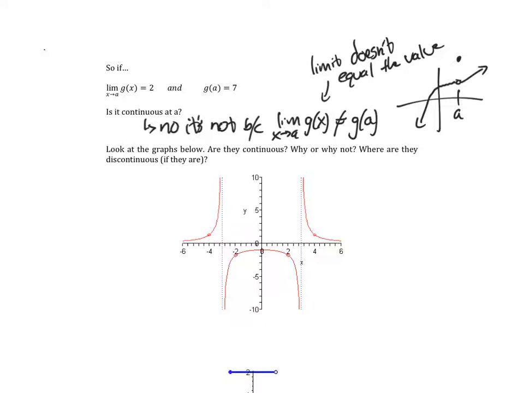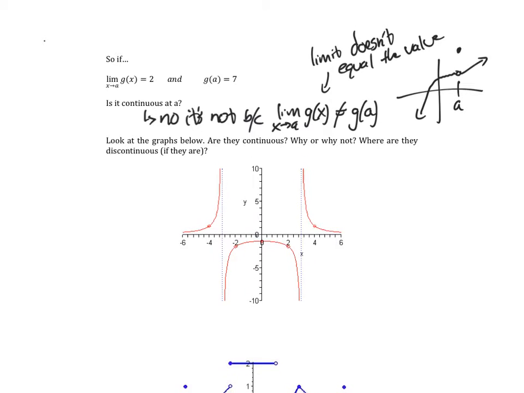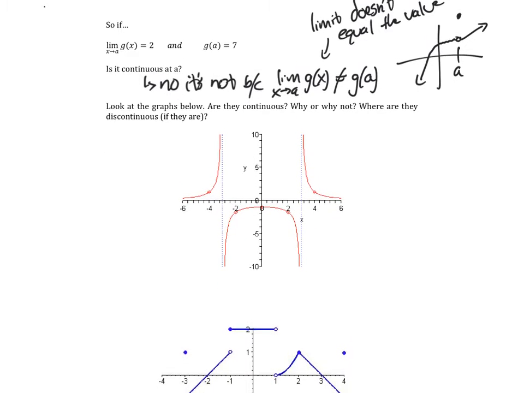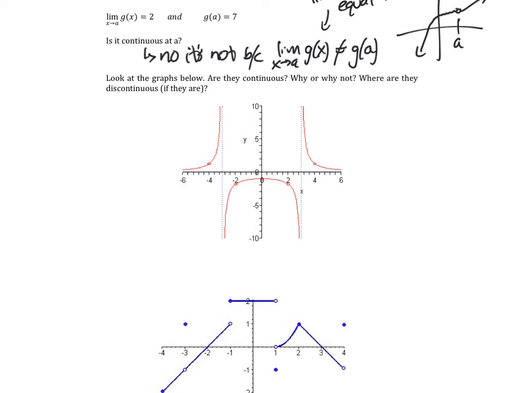All right, let's try this graph here. It says, look at the graphs below. Are they continuous? Why or why not? Where are they discontinuous? Well, they clearly are discontinuous. And just make a note here that these are open circles at -4, -2, 2, and 4. Okay? So, let's go through this. It's not continuous at several places.